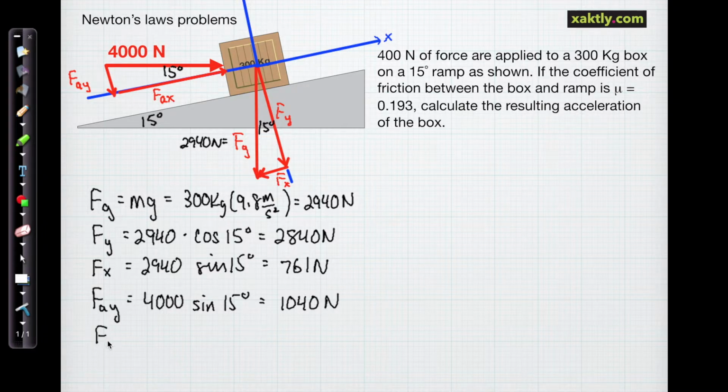1,040 newtons. Our other component of that 4,000 newton force along the ramp is 4,000 times the cosine of 15 degrees, and that gives us 3,860 newtons in that direction.